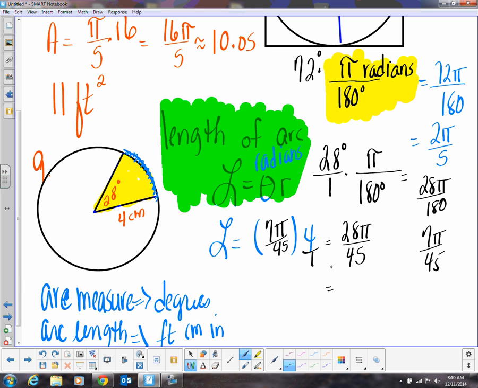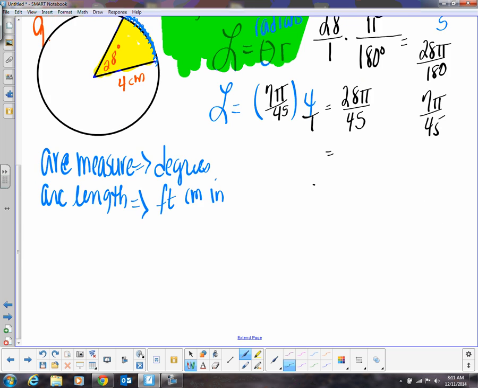Now you would have to look at your multiple choice answers to see, do you need decimals? Or do you need the exact answer? All right, Ethan, you had your hand up. Number 7? You have to use your calculator. The exact answer is 7 pi over 45. The approximate answer is multiplying by pi and dividing by 45.